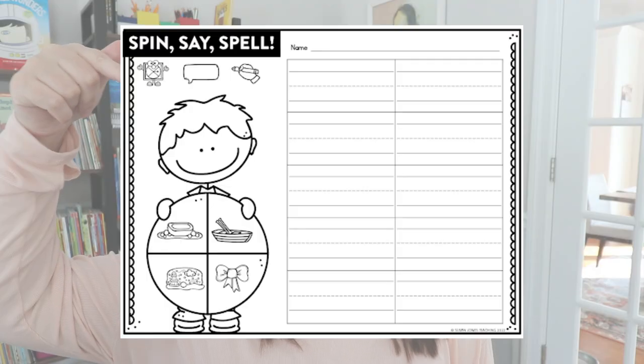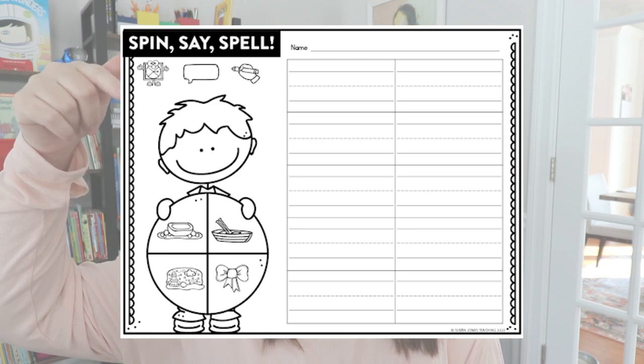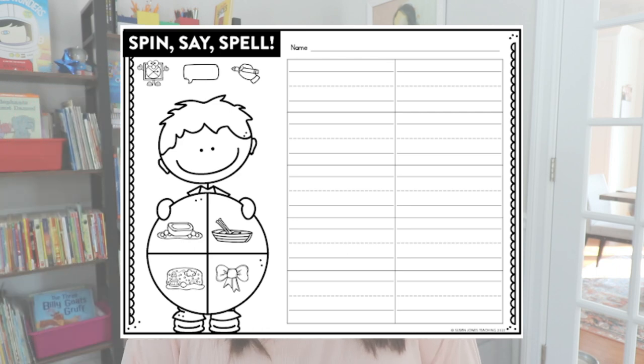Here's an example of what this looks like, and you can see it is a simple black and white page here where students will go ahead and spin that spinner. For this example, this is from the vowel teams portion, and we have soap, boat, snow, and bow. So of course this would be used after students have been explicitly taught these different patterns, but they would spin one, they would say it aloud, and then they would go ahead and write it down in the boxes. So if they land on snow, they would say snow, and then they would practice writing it down.